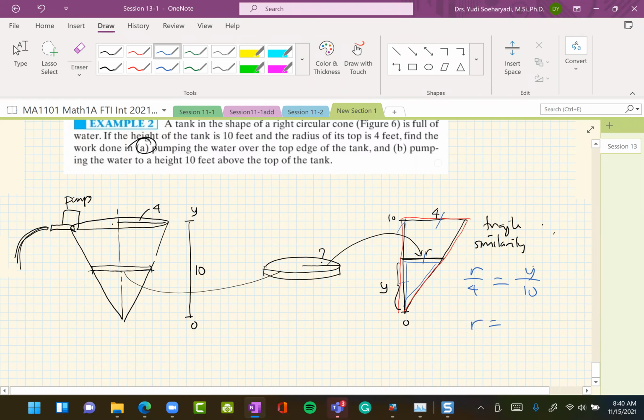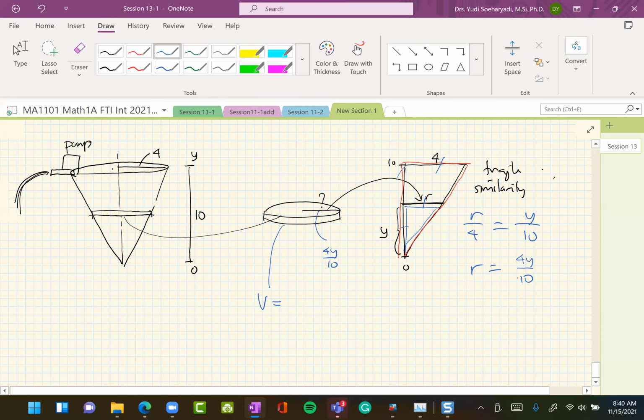Right, so R is y. So this area, this volume, the volume is delta V, which is pi R squared times this delta.